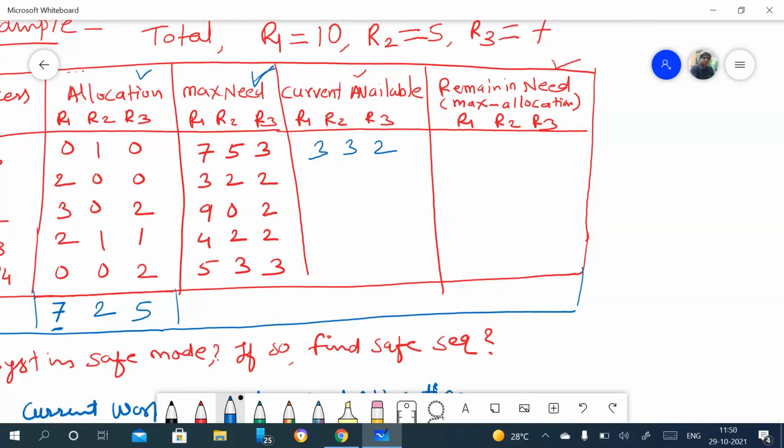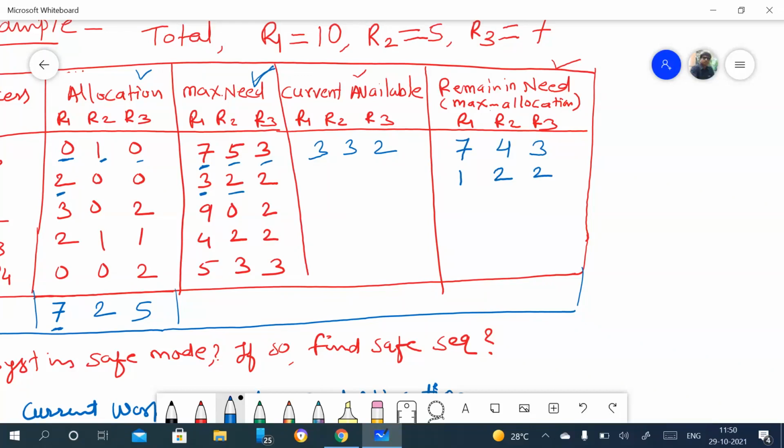So we can say 7 minus 0, that is 7. Then 5 minus 1, this is 4. Then 3 minus 0, 3. Right? Same thing, 3 minus 2, this is 1. Then 2 minus 0, 2, and then 2. So in this way, you can calculate this need so that one answer would be there.